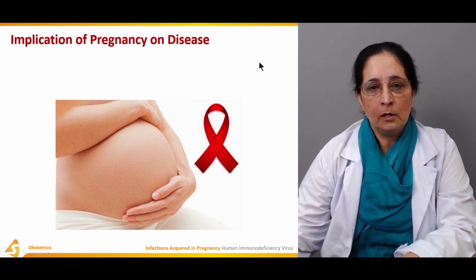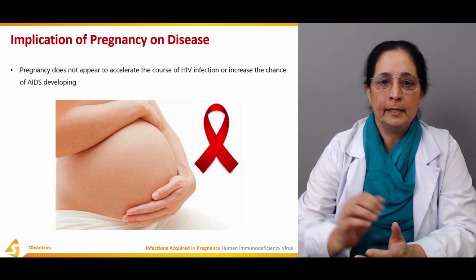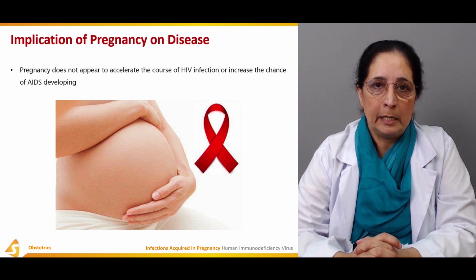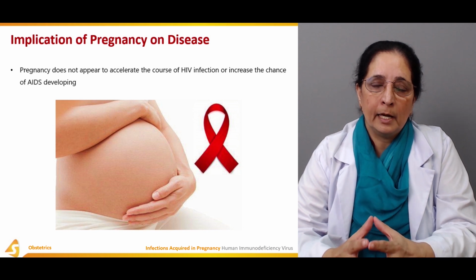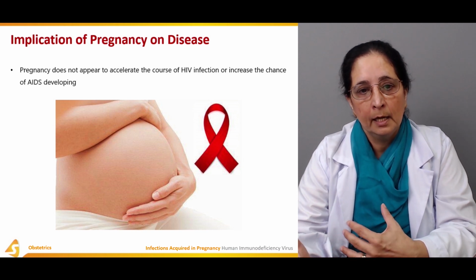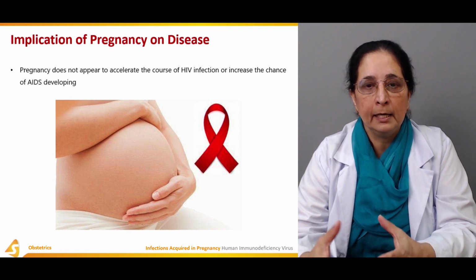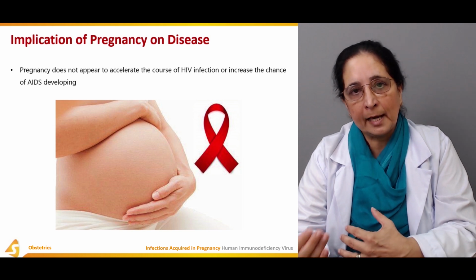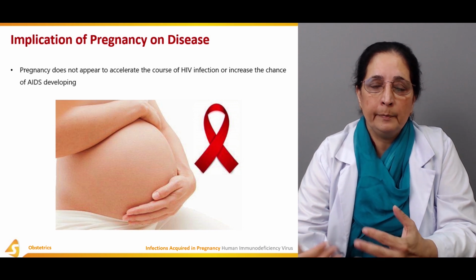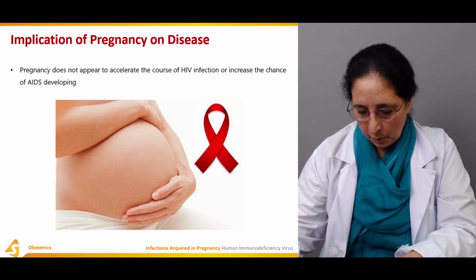Implications of pregnancy on disease. Pregnancy does not appear to accelerate the course of HIV infection or increase the chance of developing AIDS. So as far as pregnancy is concerned, it has no direct effect on the HIV infection or on the chances of developing AIDS. Other factors associated with pregnancy may lead to the development of AIDS, but pregnancy itself has no effect.